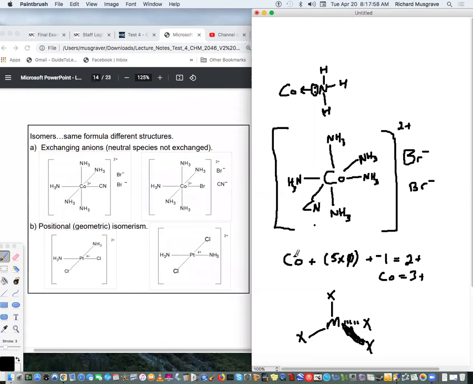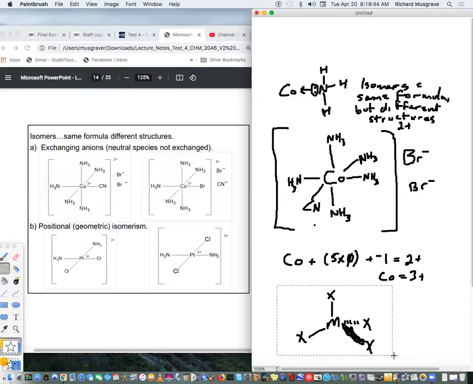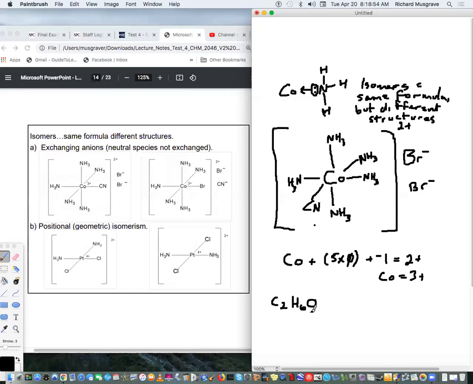Now, isomers, what are isomers? The word isomers have the same molecular formula but different structures. I'll give you an example, and this comes from organic chemistry, of isomerism. So if you've got the formula C2H6O, there are two ways that you can draw that structure if you just have the molecular formula.